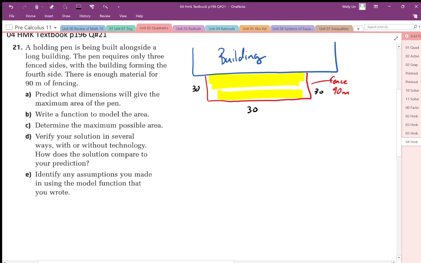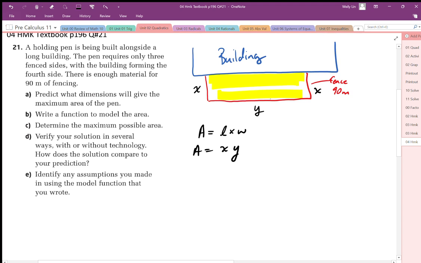So we really want to write a function to model the area. To do that, we first have to make sure we know how to calculate area. It's going to be length times width. I'm going to generalize this and make this equal to x, and so this side's going to be x as well. Then we can express this side as y, as unknown, and say that the area is going to be equal to x times y.